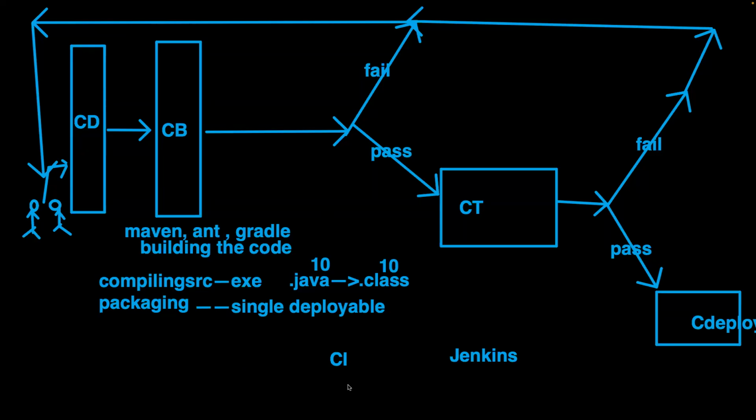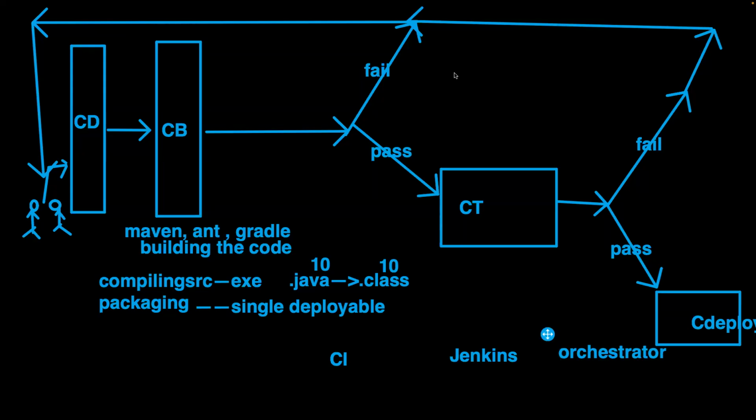But how to do that? How will Jenkins do all of this? How can Jenkins help us? Let us see. Before that, let me tell you, Jenkins is a great tool. It can be called an orchestrator. Orchestrator meaning it can orchestrate things.